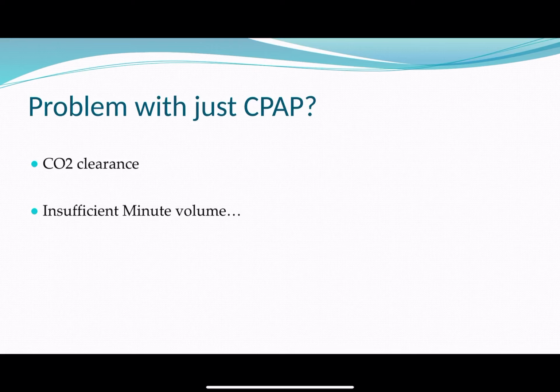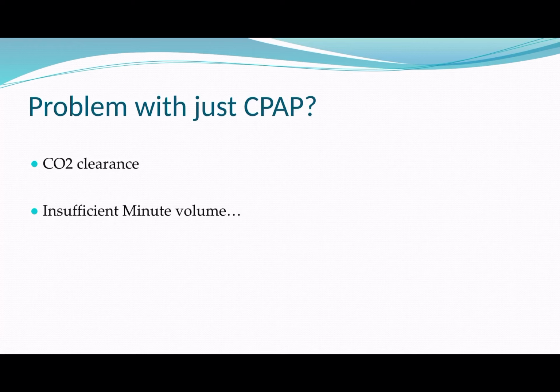Now, what's the problem with just keeping a patient on a very high CPAP, which is what APRV essentially is? Well, the problem is CO2 clearance. Now, we talked a little bit about diffusive clearance of CO2, and that does play a part. You will find that by getting the patient on the right amount of CPAP, you do improve their CO2 clearance, and it's probably partly related to the diffusive clearance of CO2.